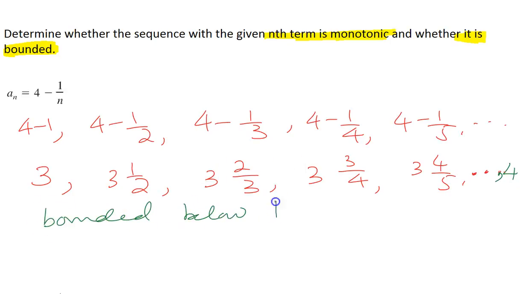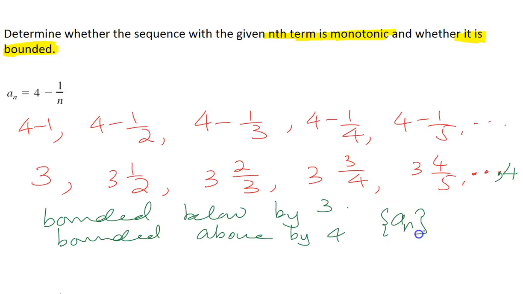bounded below by 3, bounded above by 4, and because it's both bounded below and bounded above, we will say an is bounded. Okay, and is it always increasing, guys? Yes, the values are always increasing from 3 to 4.